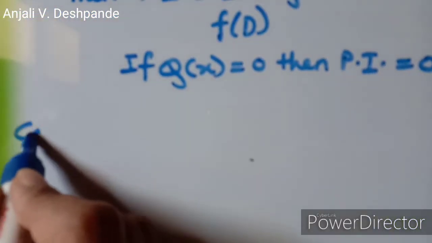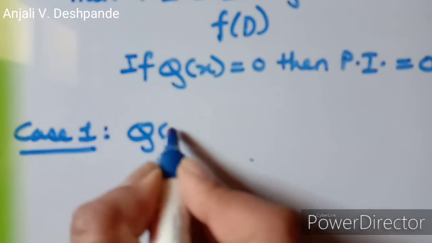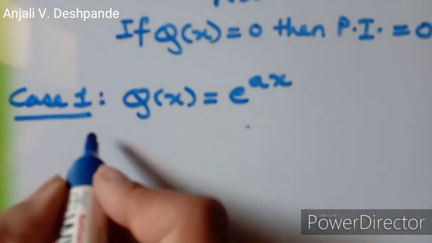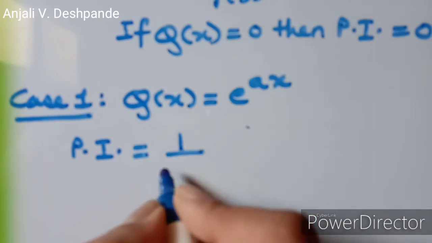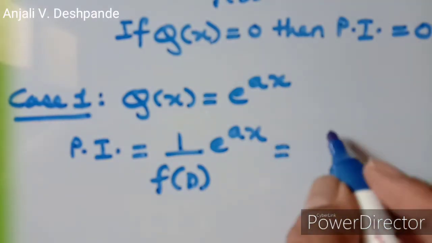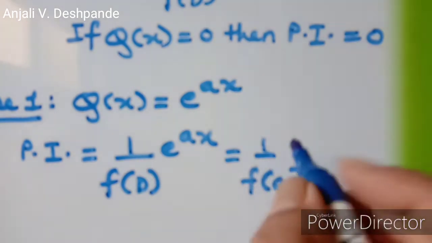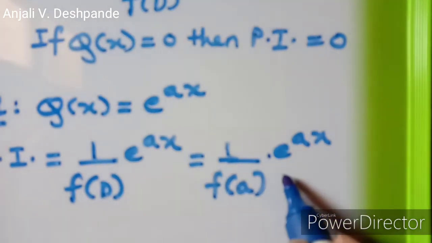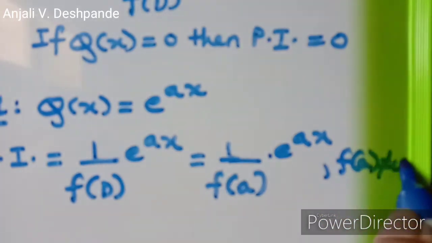So the first case, case 1, let us say that Q(x) is equal to e^(ax). In that case, the rule for the PI is 1 upon f(D) e^(ax) is equal to 1 upon f(a) e^(ax). That means you will replace D by a, provided this denominator is not equal to 0. That means f(a) should not be equal to 0.